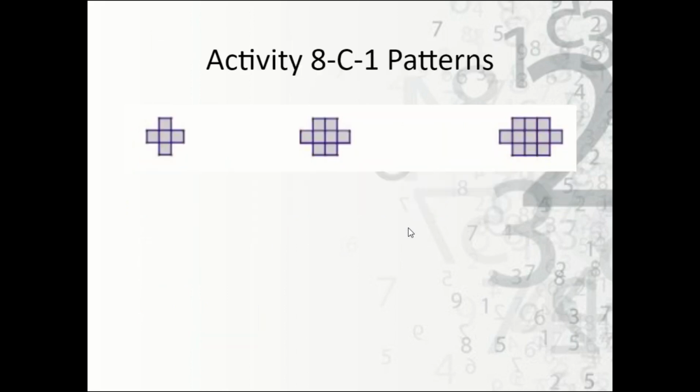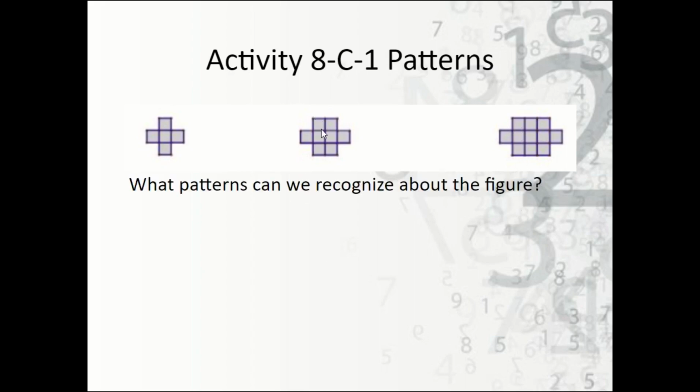Now let's take a look at an example here. So we have a pattern here where each time it's increasing. So we started with this shape here, and then we added basically a row here, and then we added another row. And so each time we're adding a row of these. So each time we add a row, we're really adding 3 blocks. So what patterns can we recognize about the figure?